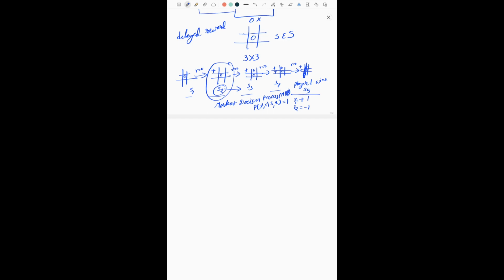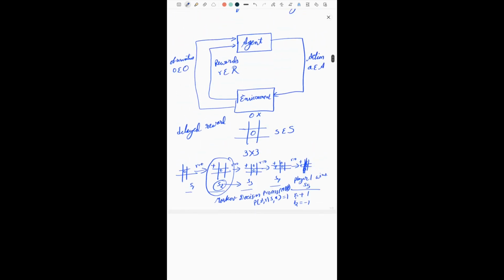So our goal for this agent is to take certain actions based on a certain policy, right? And we call that policy pi of action given state. So this is what is actually happening when we're talking about learning.